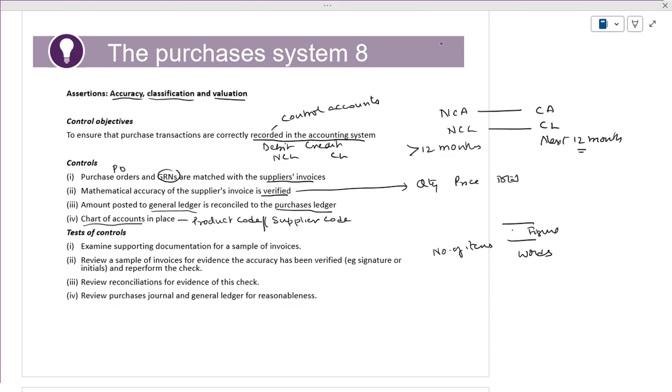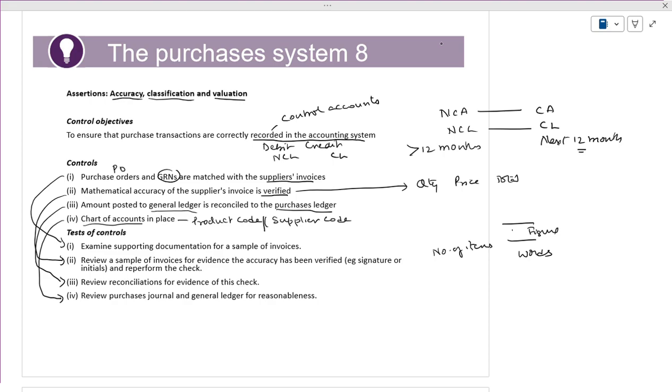First, purchase order match with the GRN and suppliers. You will talk about mathematical accuracy. We will see we are reconciling with the ledger and the purchase ledger and chart of account. Again, for everything there will be a control. Initially this is very difficult for us to make you understand. Now you will understand automatically.